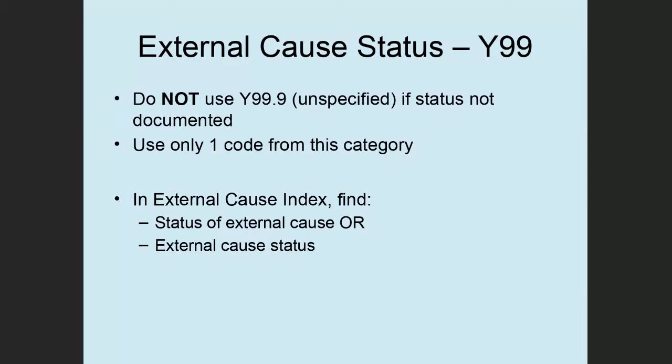The guidelines say don't use Y99.9, unspecified, if status is not documented. Well, you might ask, if you're not supposed to use the code, then why the heck is it in there? I don't know. Good question. Just right next to that code, do not use. You're going to use only one external cause status code for each case. How do you find these? In the index, find status of external cause or external cause status, either one to where you want to go.